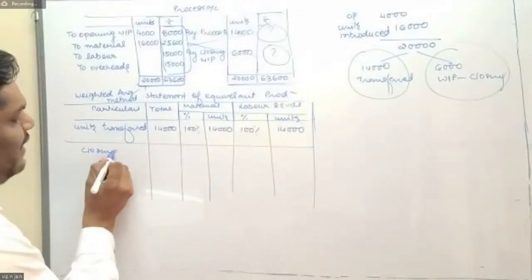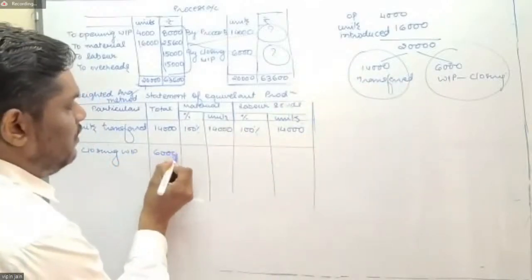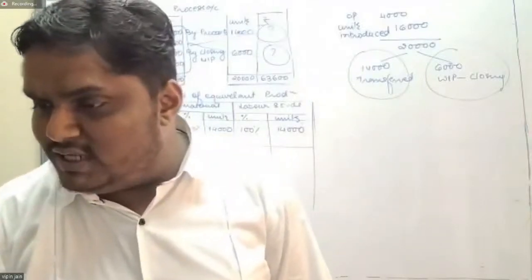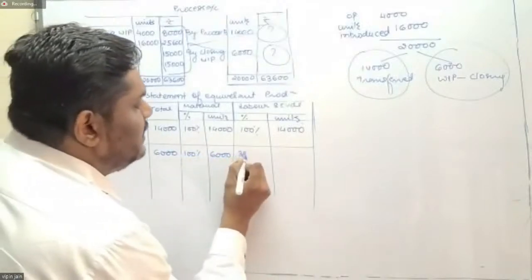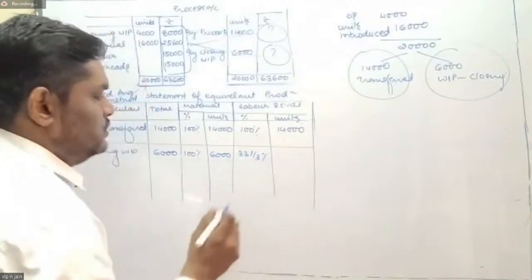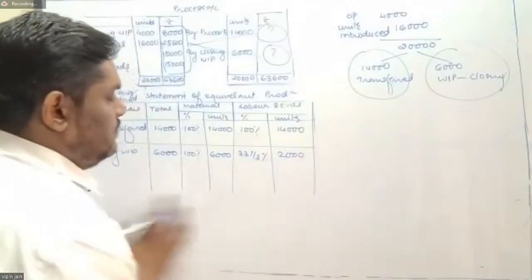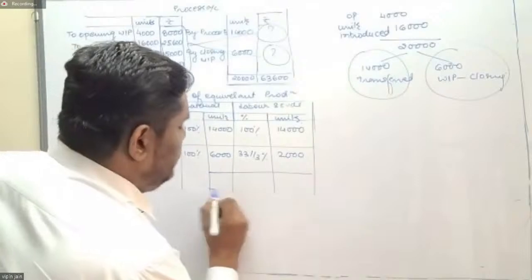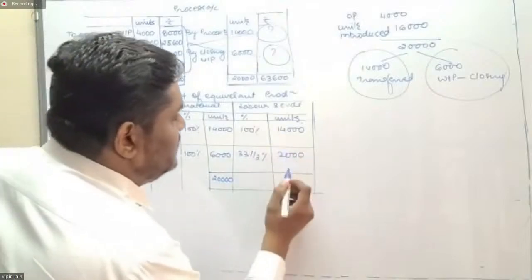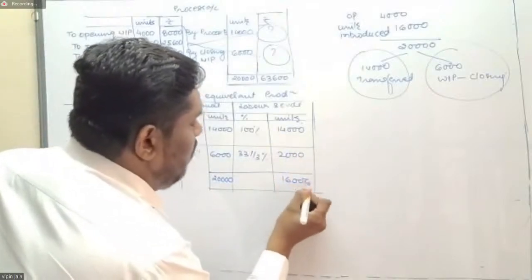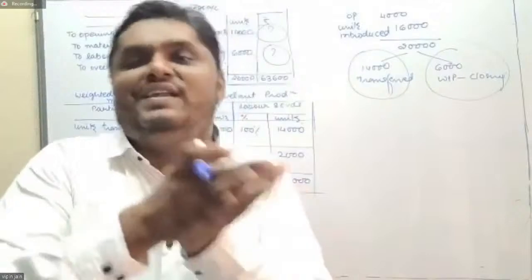When talking about closing work in progress, the total number of units is 6,000 and 100% work was done this year in case of material. So 100%, that is 6,000, and 33 1/3%, so this will be 2,000. So we have got the equivalent number of units, that is 14 plus 6, 20,000. And for this, it will be 16,000.